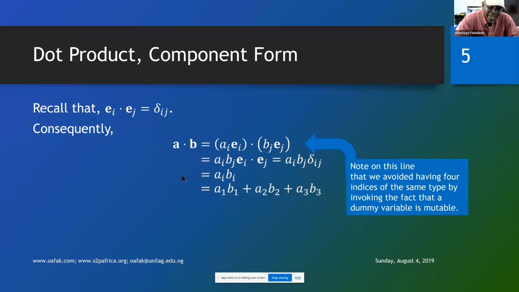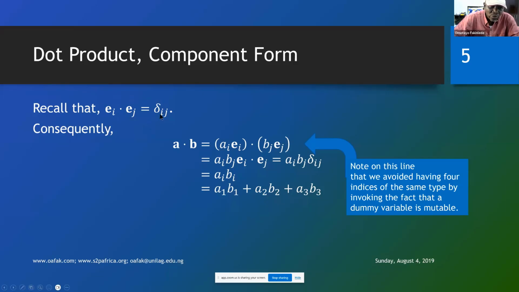If i and j are equal, it will be 1. E1 dot E1 is 1, E2 dot E2 will be 1, E3 dot E3 will be 1. In those cases, i and j are equal to 1 or 2 or 3 in each case. When they are not equal, like E1 dot E2, it will be 0, E2 dot E1 will be 0, E1 dot E3 will be 0. All of those expressions are found in this single expression.